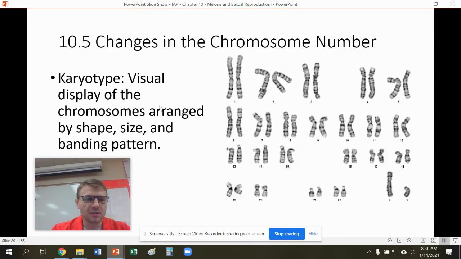The last section here is going to talk about karyotypes and how people may have different numbers of chromosomes. You can see this karyotype is a visual representation of all the chromosomes within a person. We have the 1 through 22 chromosomes, which are autosomal chromosomes, and we have our sex chromosomes, so this person is a male.